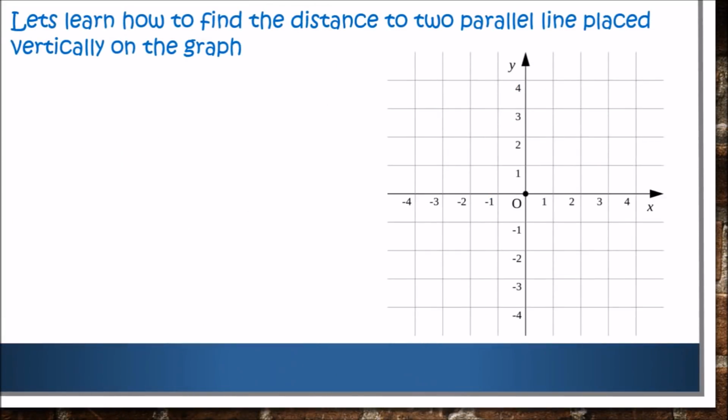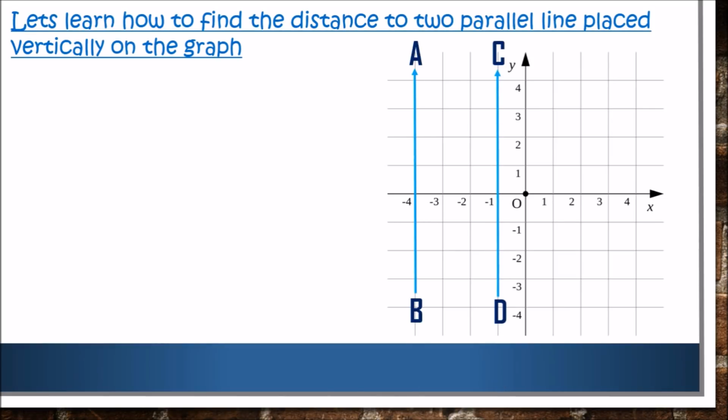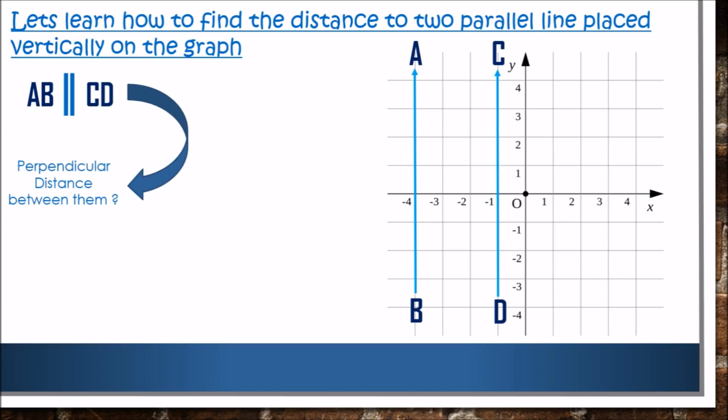Alright, it's time to find out the distance of two lines which are placed vertically on a graph. And in order to do so, we need two parallel lines on this graph which are placed vertically. So let's take an example of two lines AB and CD. Keep in mind that line AB is parallel to line CD. So question, how do we find out the distance between these two parallel lines on a graph? And the answer is by finding out the perpendicular distance between them. Now what is the perpendicular distance between them? Perpendicular distance is the closest distance between these two lines, which are lines AB and CD.